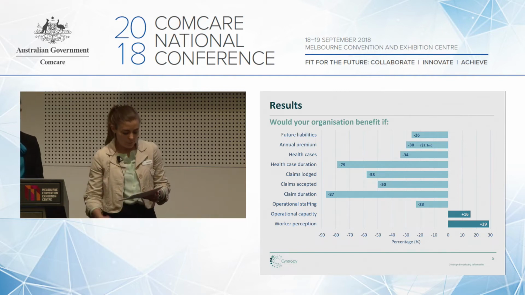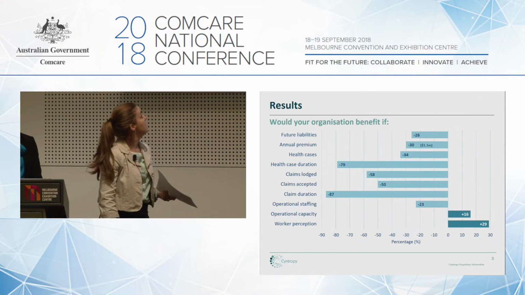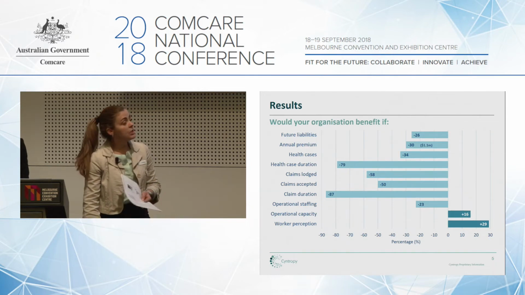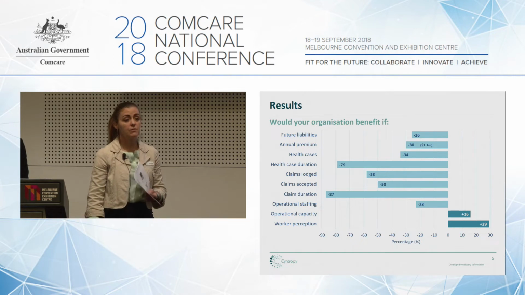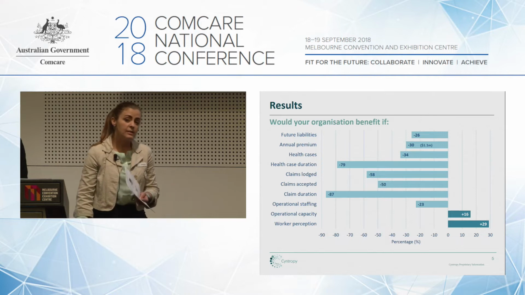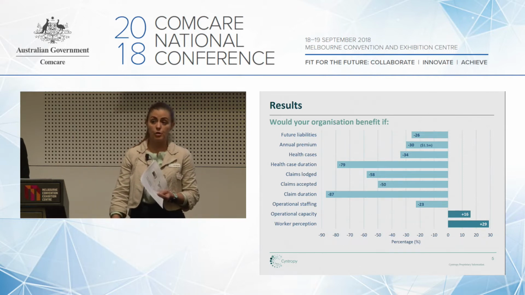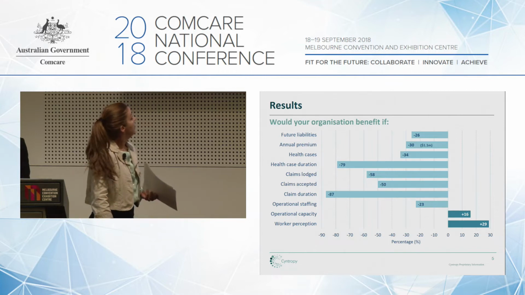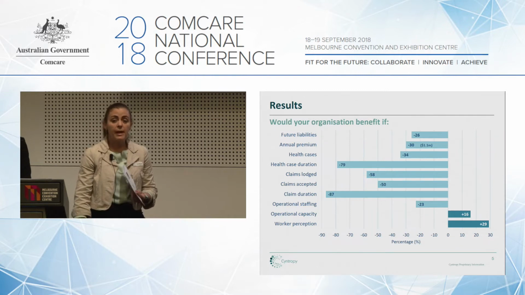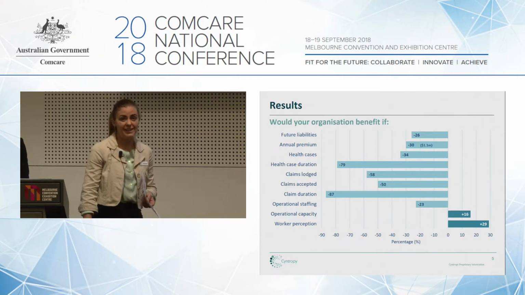Okay, but what about for this audience? Would your organisation benefit if you could decrease your future liabilities by 26%? Your premium comes down by 30%. You've decreased your health case throughput, so just the number of cases. The duration of a case decreases and you're getting people back to work in that opportune window of the 12-week period. Your claims are decreasing, your duration of your claims is also decreasing, so again you're not attracting all those secondary types of conditions and complexities that occur when you get involved in someone's life for any length of time.